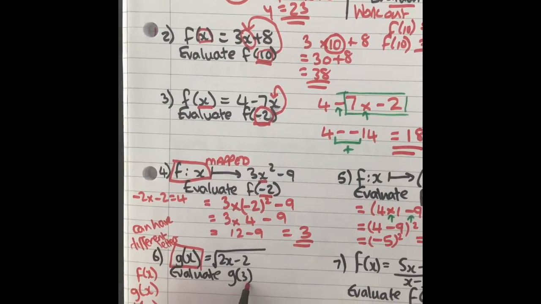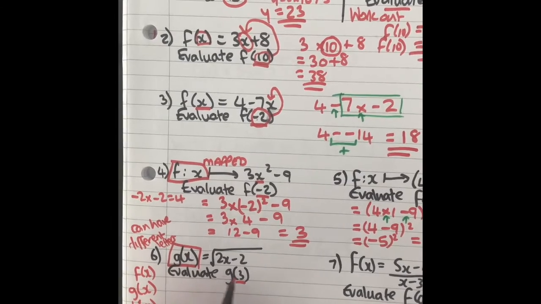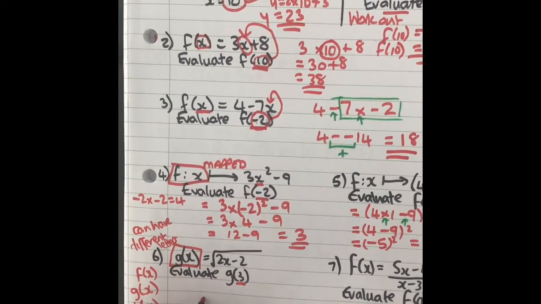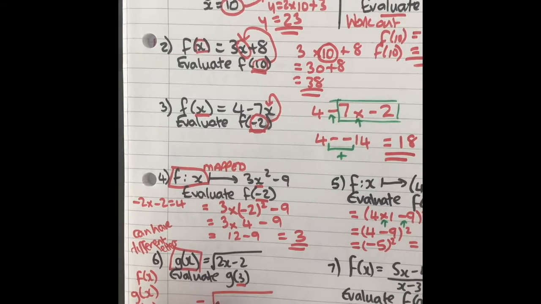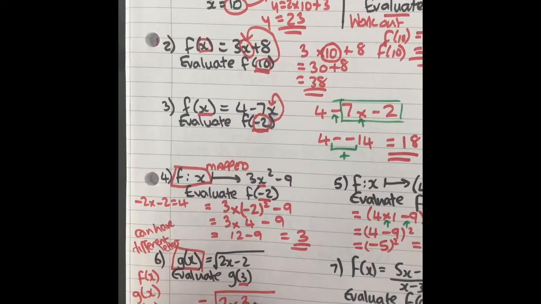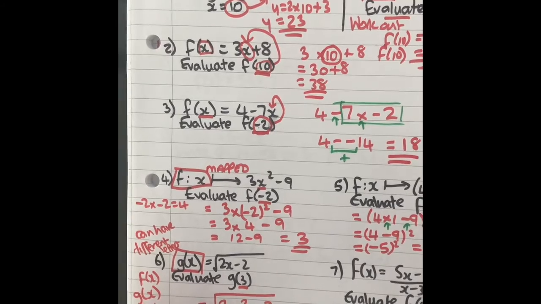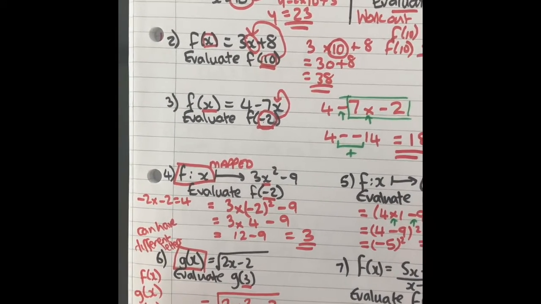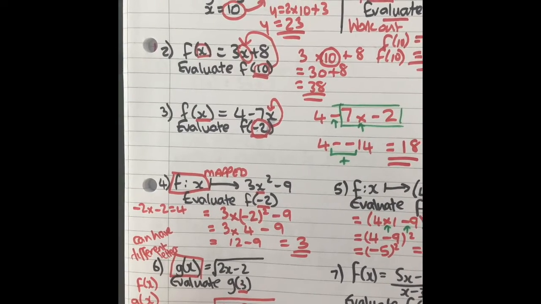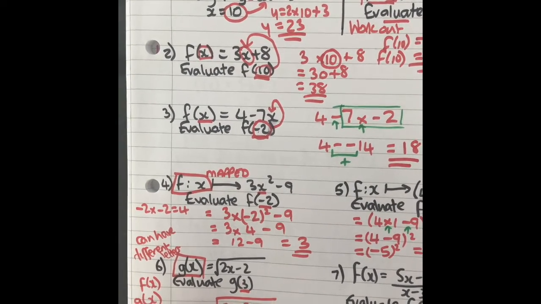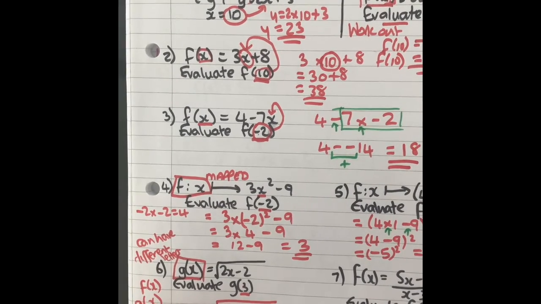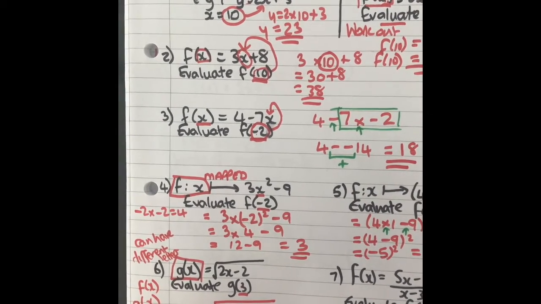So substitute in. So x is 3 this time. Replace x with 3. So 3 goes in where x is. So it will be square root of 2 times 3 minus 2. Work out what's underneath first. So the times comes first. 2 times 3 is 6 minus 2. And then 6 minus 2 is 4. So it's the square root of 4. And the answer is 2.